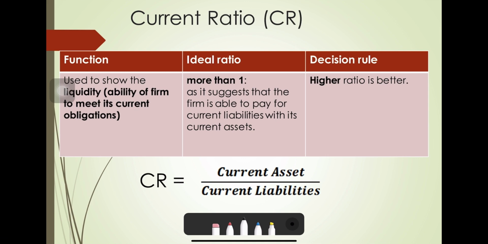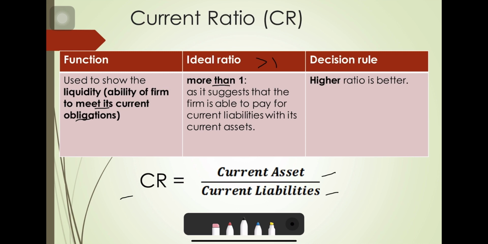Okay, the current ratio. So this is the formula of the current ratio. Current ratio is equal to current assets divided by the current liabilities. So what is the function? The function is to show the liquidity, or to measure the ability of a firm to meet its short-term or current obligations. So the ideal ratio should be more than 1. So, it must be higher than 1.